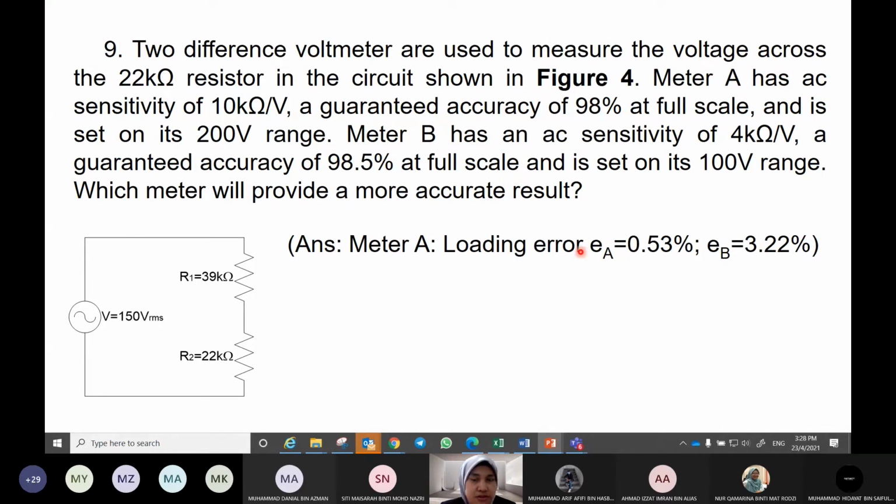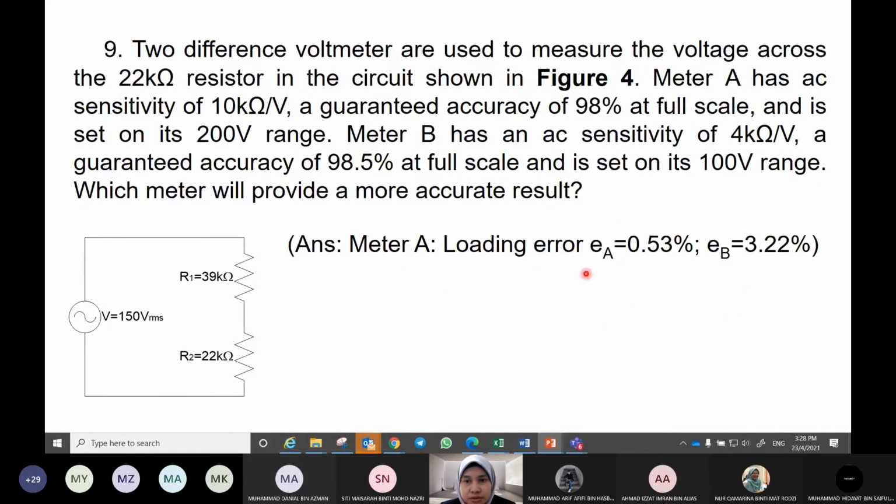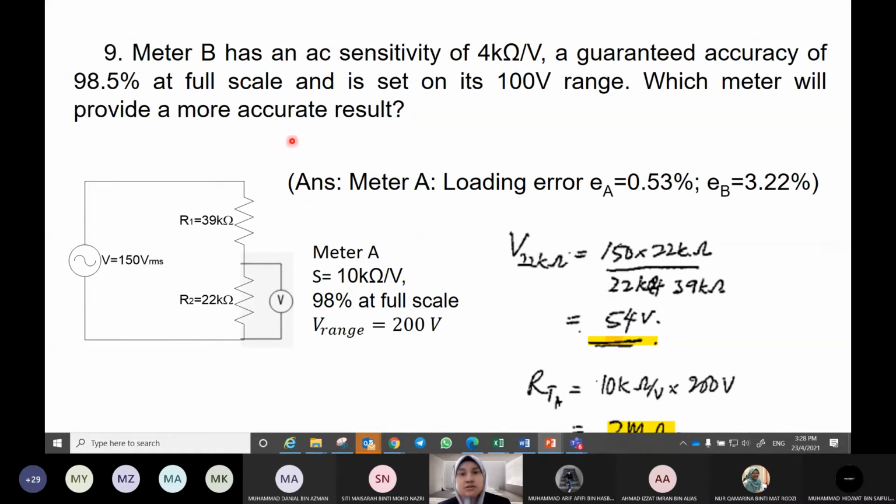So this is the error contributed by the voltmeter. Loading error means the error produced due to the voltmeter loading effect. From the answer we found that the loading error of meter A is lower than meter B. Meter A is more accurate. This is the solution.